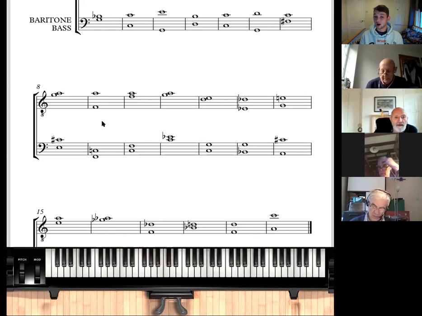And barbershop's all about the close harmony, isn't it? Which is why it's so hard to tune, just intonation. That's the next one. An F triad. Next. C, F, and A. F, A, C. That's just an F triad. Same chord. Next.